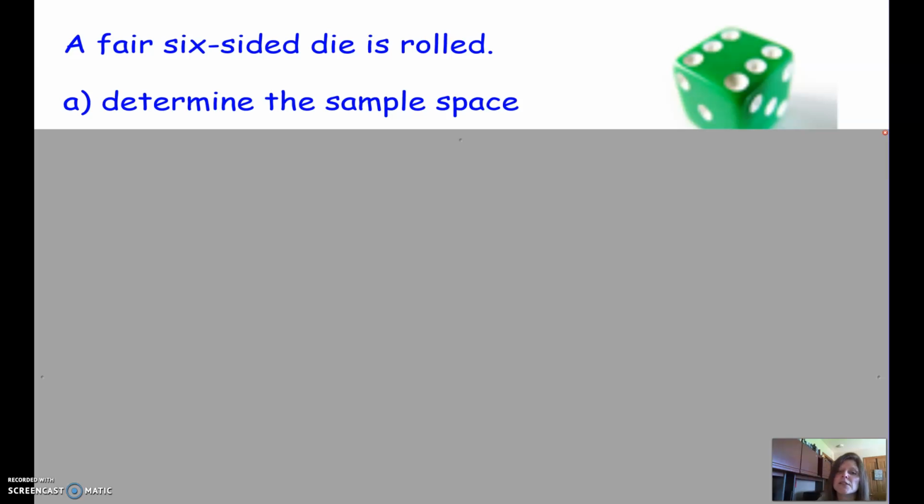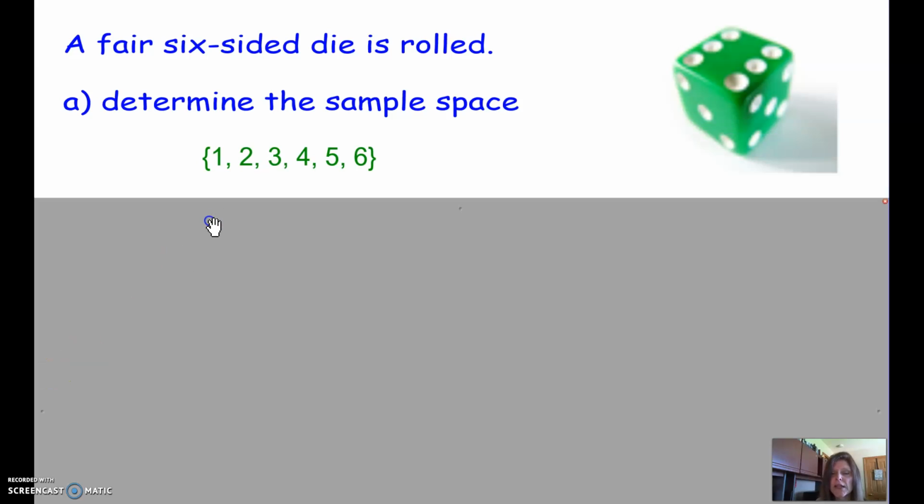So in this case, the first step is to calculate the sample space. What are all the possible outcomes that could happen in rolling this die? Well, it's a normal die with six sides, so it's going to have the sides 1, 2, 3, 4, 5, and 6. So that's our sample space. One of those numbers is going to be on the top of that die after we roll it.